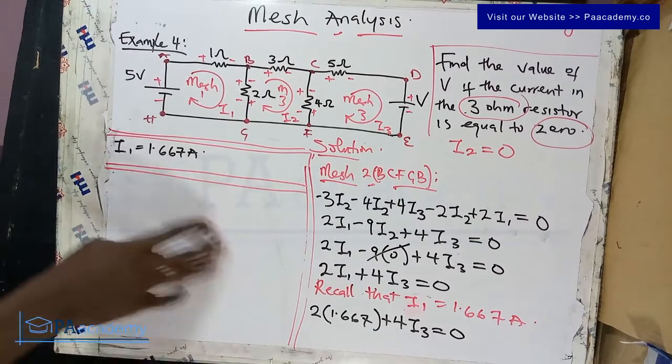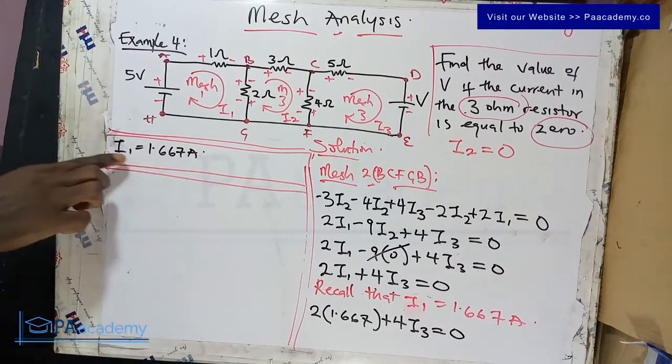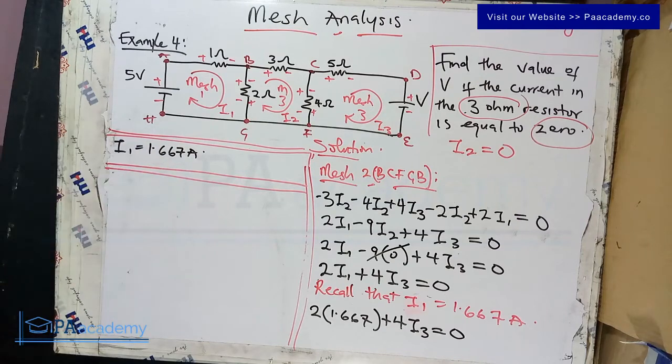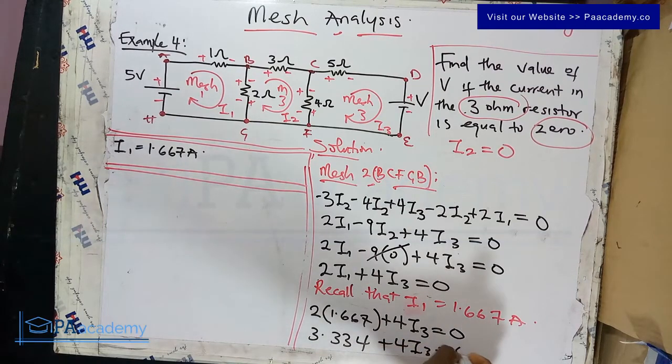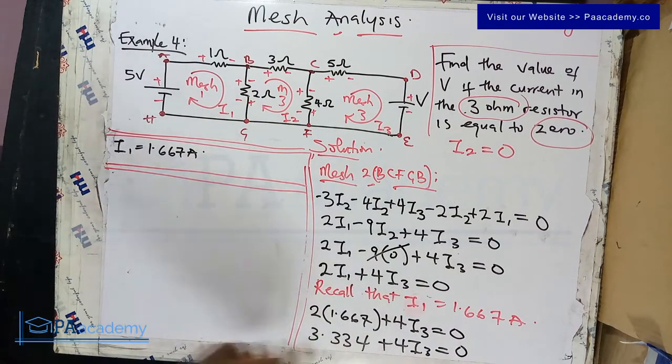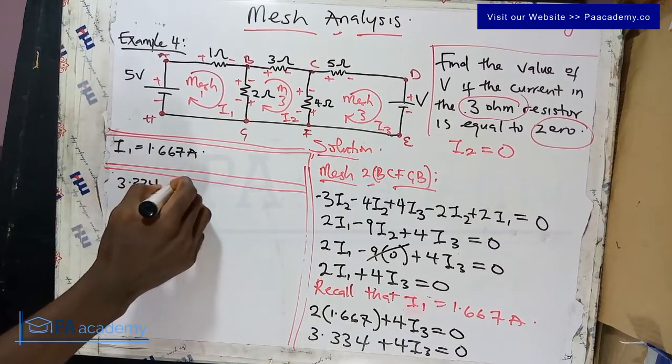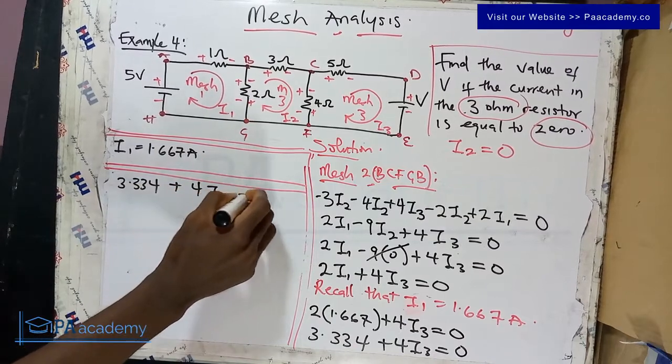Alright, so let's continue. Remember, after solving mesh 1, we are able to get I1 is 1.667. I still have this information here because it's still very helpful. Now if you simplify this, we have 2 multiplied by 1.667. If you type that in your calculator, that should give you 3.334. So we are going to have that plus 4I3 equals 0. So this is 3.334 plus 4I3 equals 0.